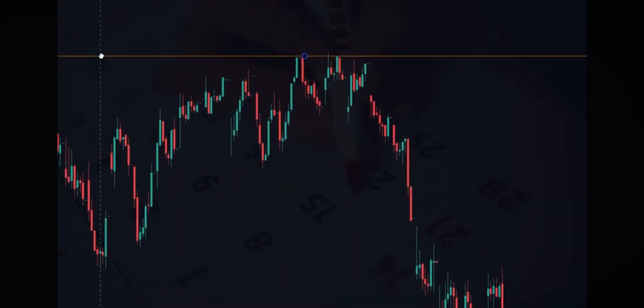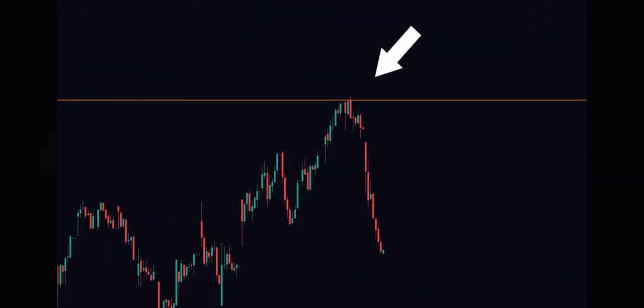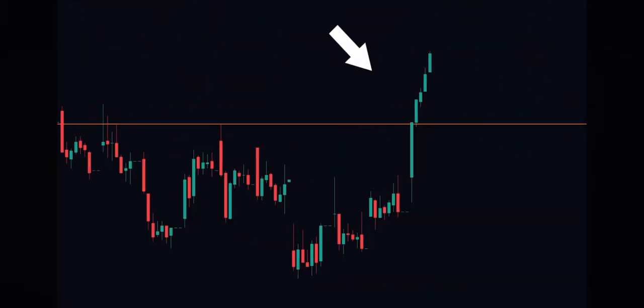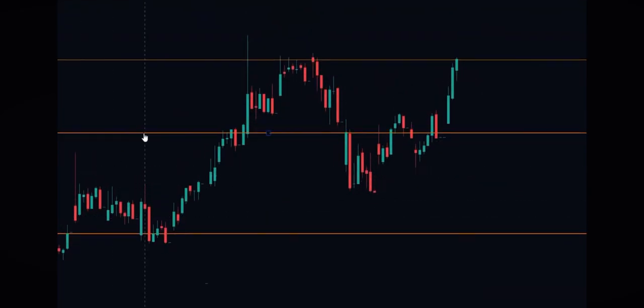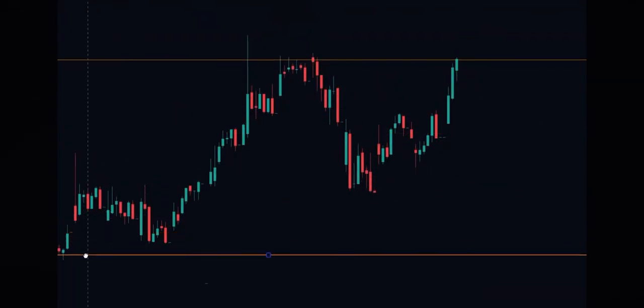You should also be updating your levels every single day. Go through your charts and see when the market is paying attention to a level or where it just ignores it and goes right through it. You should be deleting and adding resistances to keep your chart up to date and more accurate.